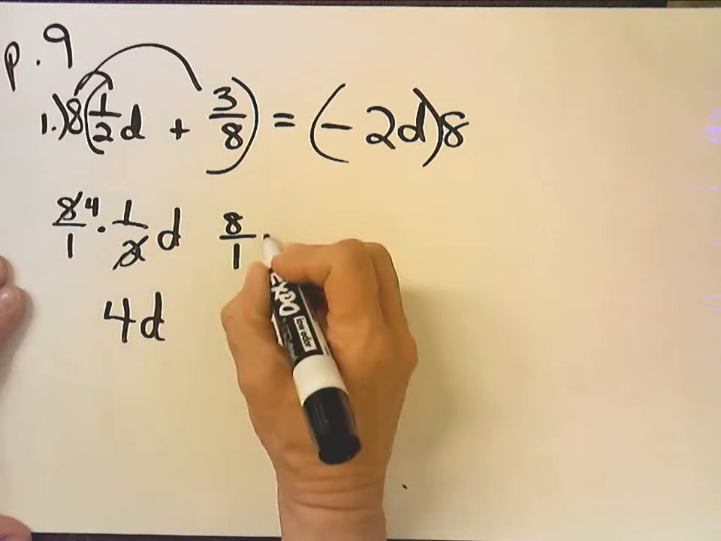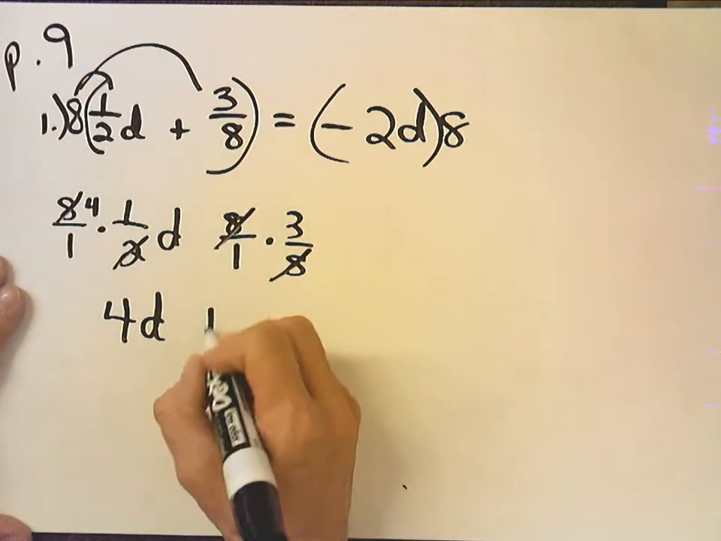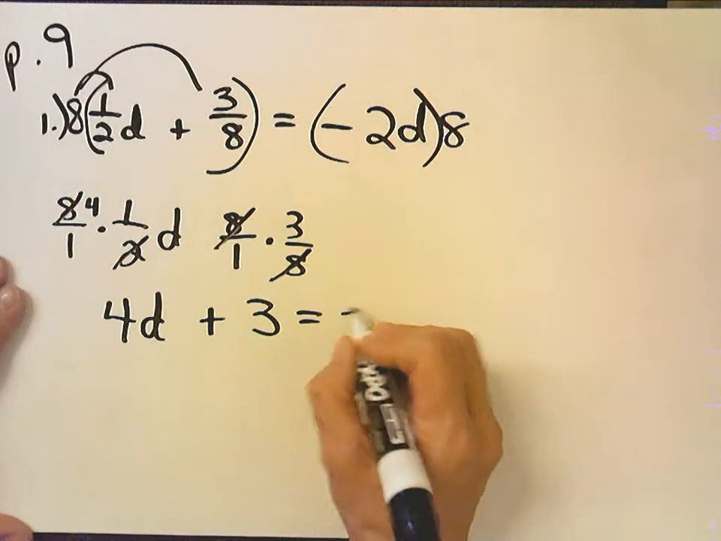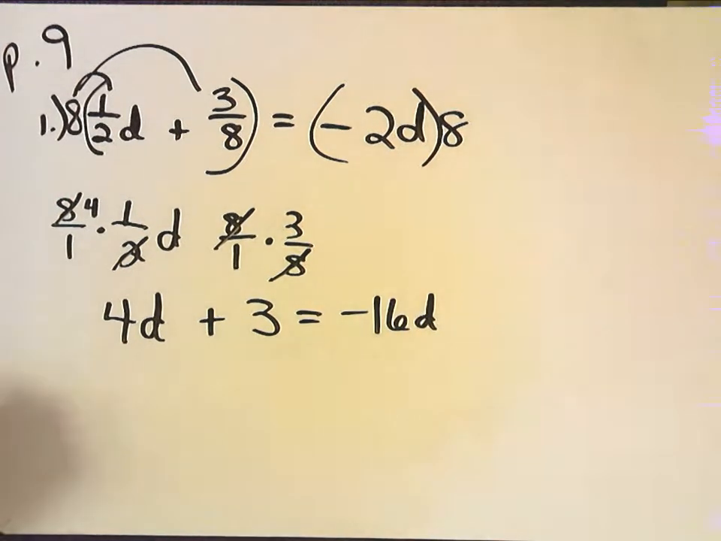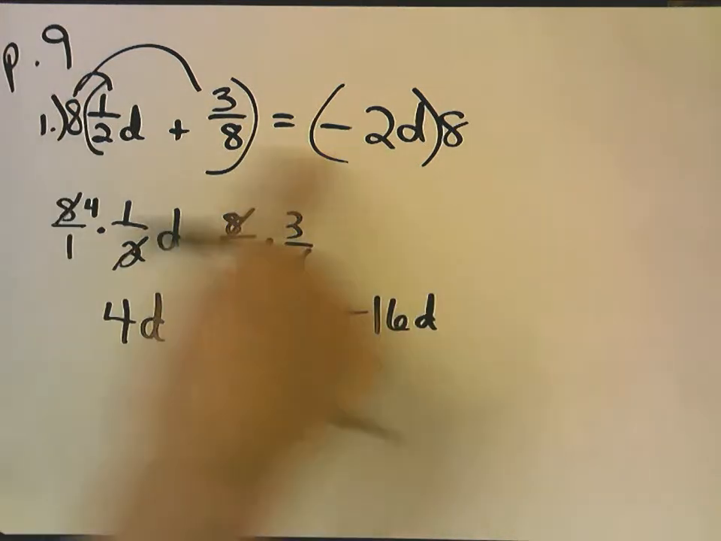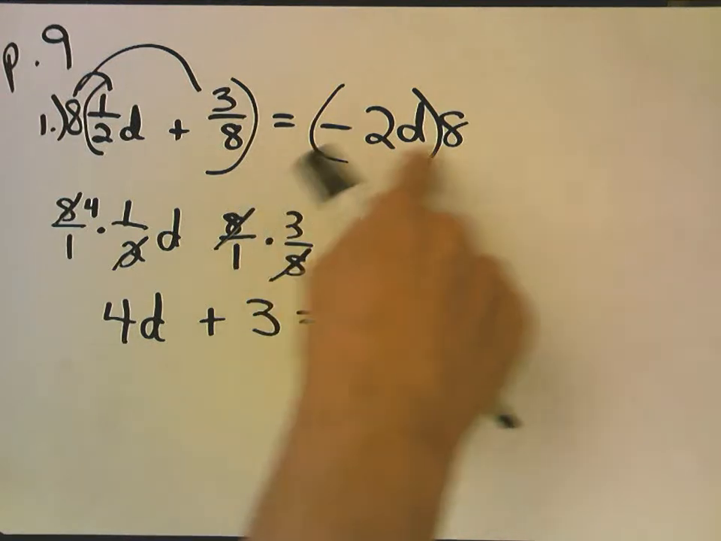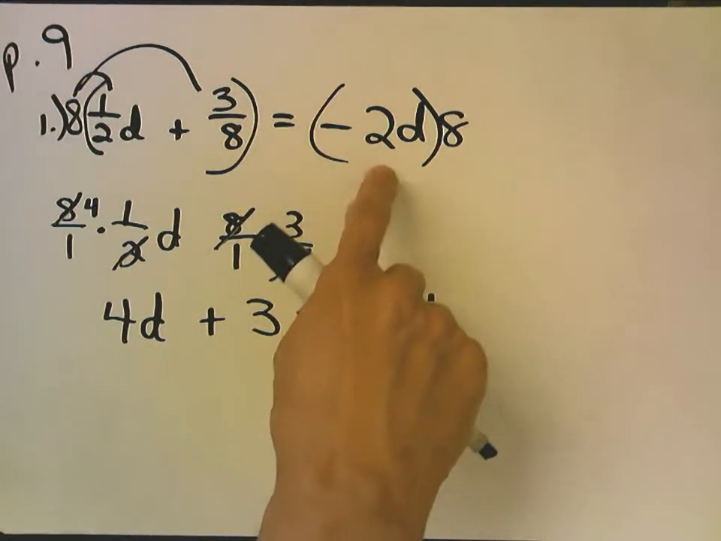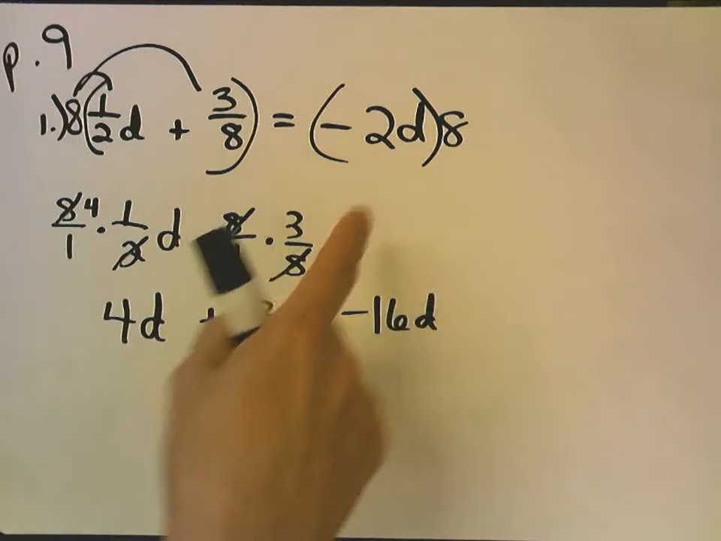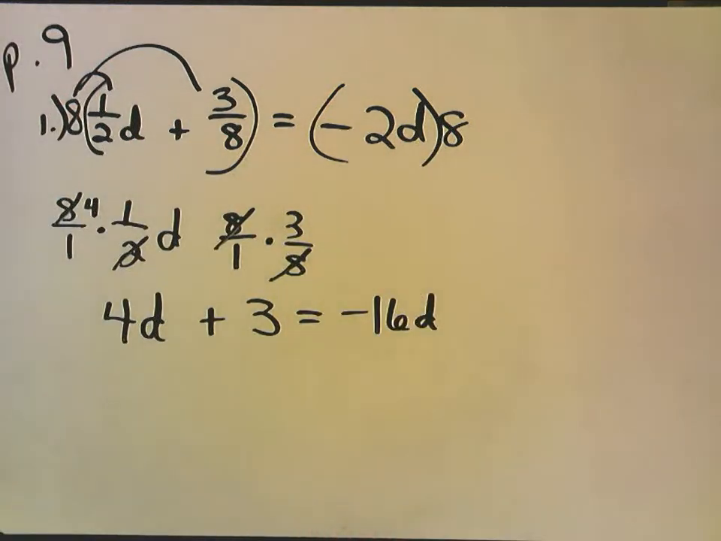8 over 1 times 3/8. Again, superpower and cross out. And then 8 times negative 2D is negative 16D. Now I have an equation with no fractions, and I think it looks much simpler to solve than that. Now notice I still multiplied this side by 8 even though there wasn't a fraction, because the rule says I can multiply the left-hand side by whatever I want as long as I multiply the right.